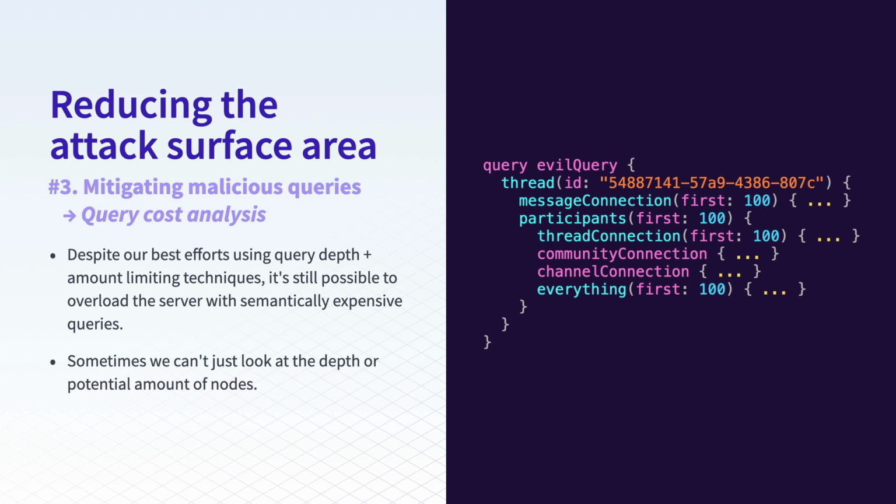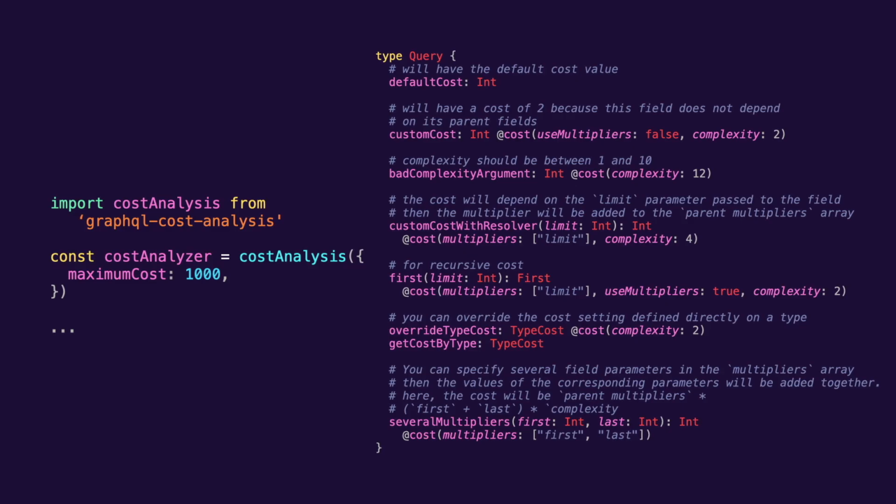Sometimes we just can't look at the depth or the potential amount of nodes to know if an operation is going to be expensive or not. With the query cost analysis npm package, you can analyze operations for complexity and block them if they're too expensive. So, for example, you can say, we will at most allow operations of cost 1,000 to execute in our graph. No more than that. Then you can annotate your schema using directives and assign costs to your graph operations. When a query comes in, the package tallies up the cost, checks the max cost amount, and decides if it's allowed to execute or not.